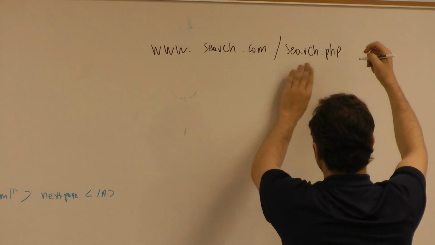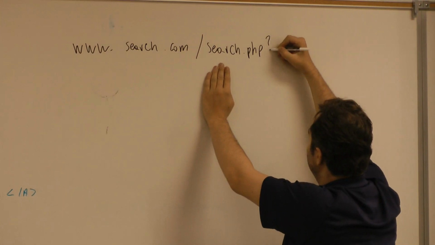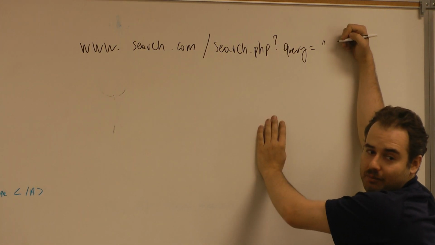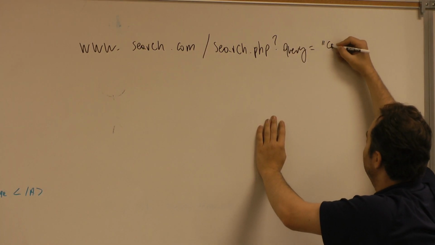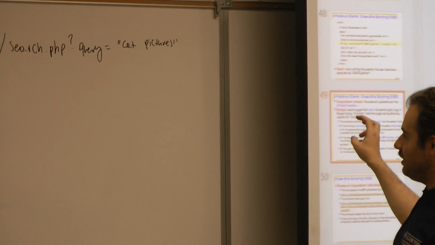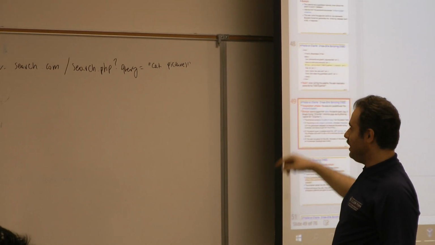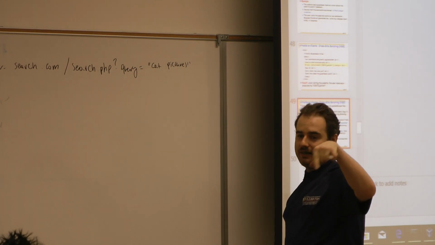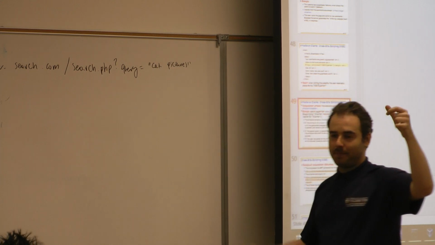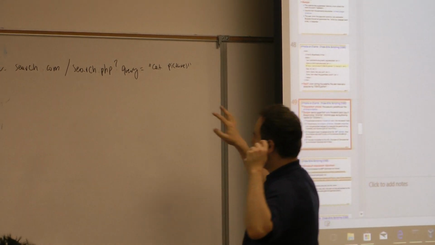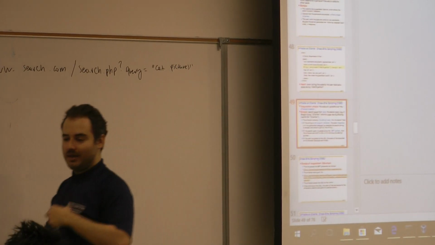Search.php. This is a script that will be processing the search queries. Question mark, and then query equals whatever the user has typed to search for, for example, cat pictures. Okay? So now, let's say that I made a typo in my search query, and the server will send me back a page containing something like, you typed this, did you really mean to search for that? Like Google does. This means that my input is going to be integrated into the web page.